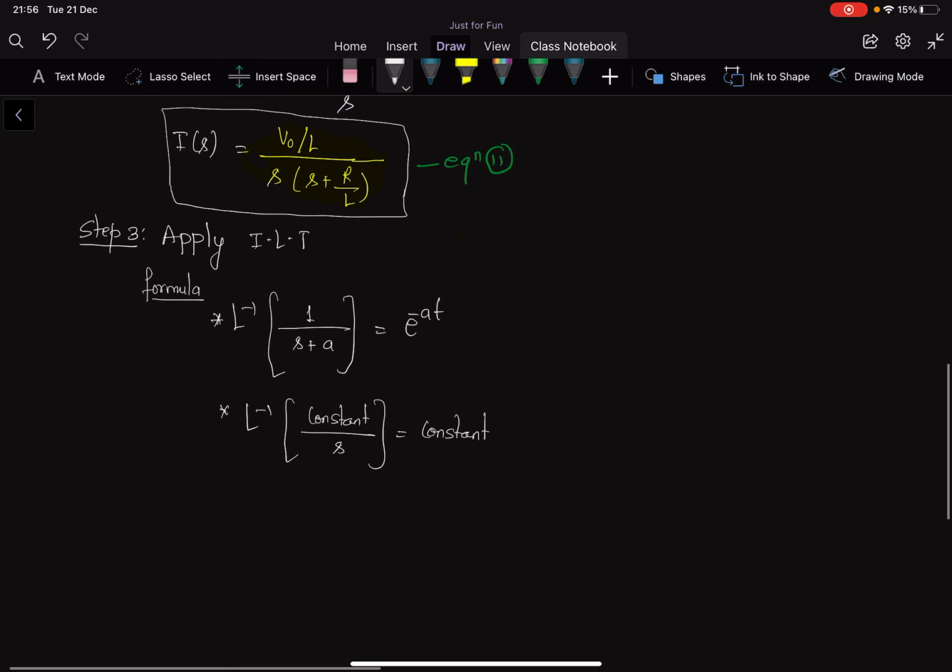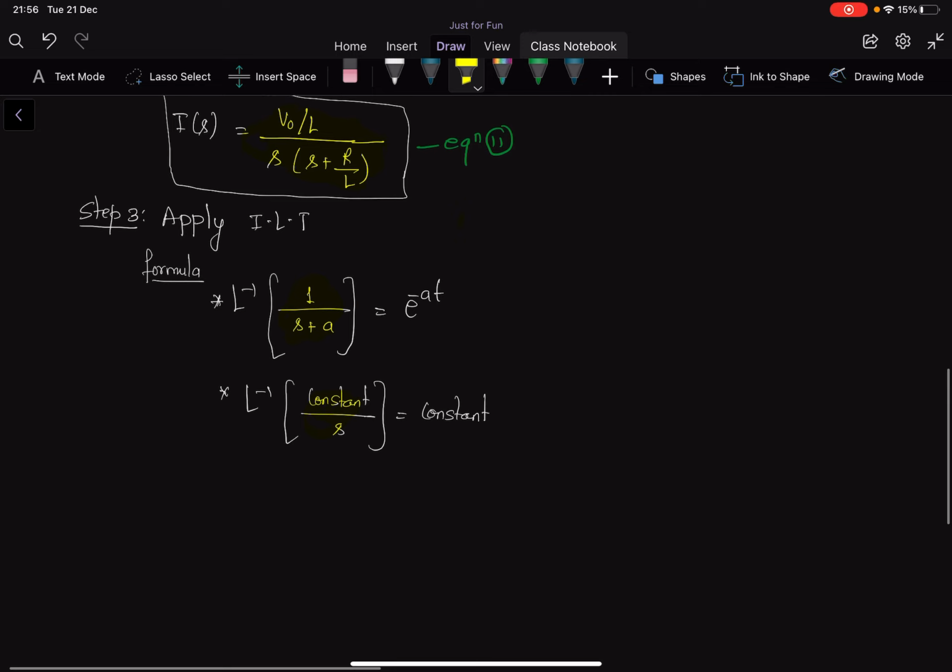But there is a problem here. As I said, the equation is not in standard form. I need to have a format like some constant value divided by s plus a. a can be R over L or something, whatever. But I need to have a simple fraction like that, and the same thing for s. So s and s plus R over L need to be separated into fractions.